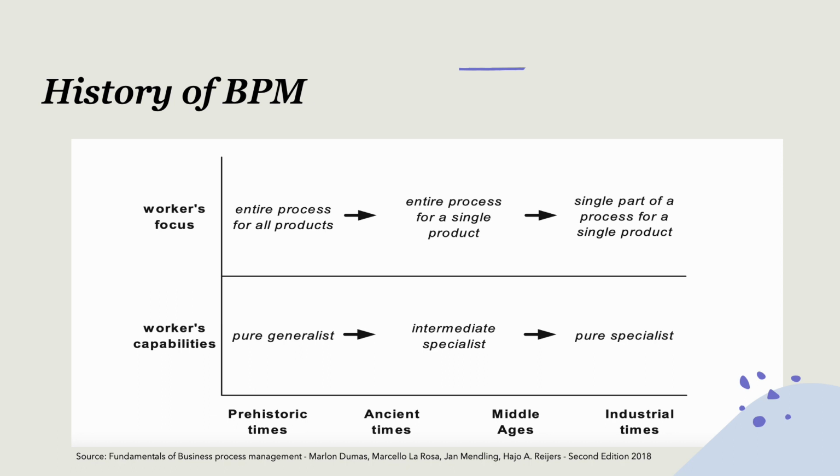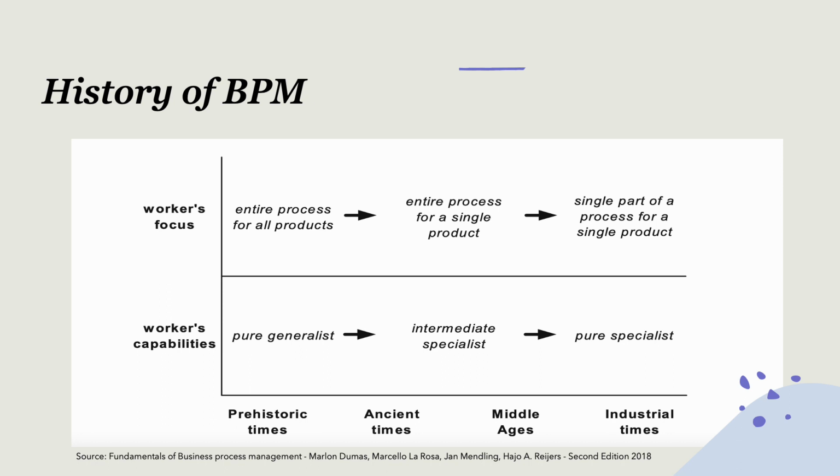As you can see in this flow chart, in prehistoric times, humans were generalists. They did everything themselves, from making tools to gathering food, because they needed to know how to survive. As we moved to ancient times, cities and civilizations grew. People began to specialize in specific trades like pottery, blacksmithing, or weaving.